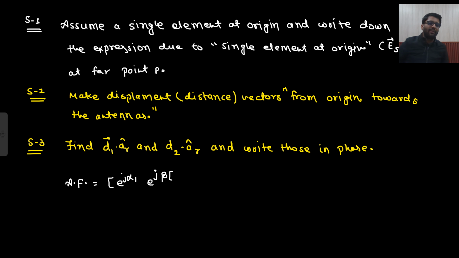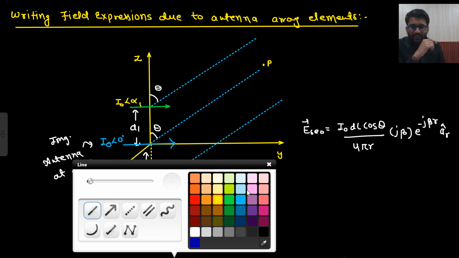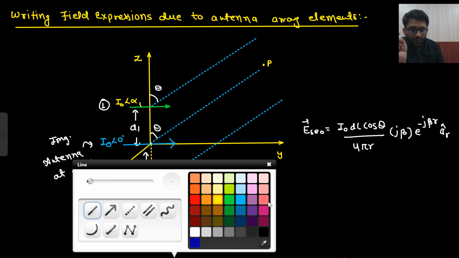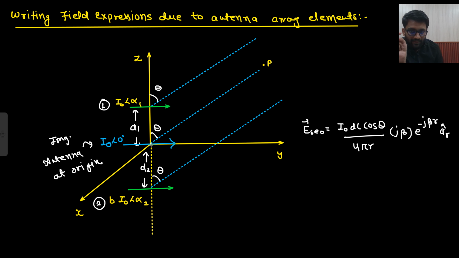Now here I am gonna write down something. What that would be? So what I am gonna do is that from the origin to this antenna, I am calling this antenna 1 and this antenna 2. So from the origin towards antenna 1 I will draw a vector. That vector I am calling the d1 vector. So what is this d1 vector? This d1 vector is having a distance of d1 and the direction of a z cap, because it is in the direction of a z, right?